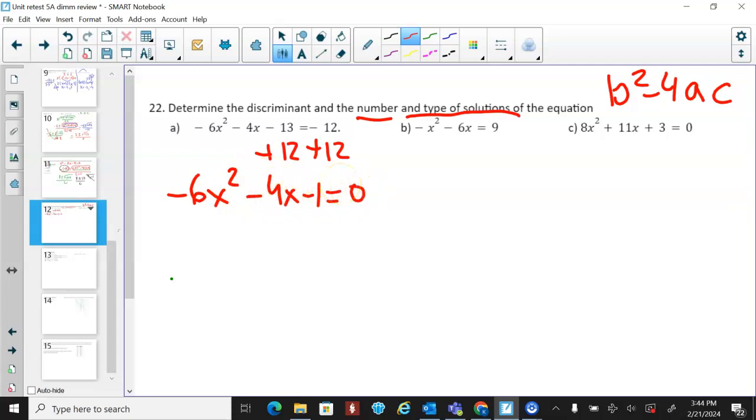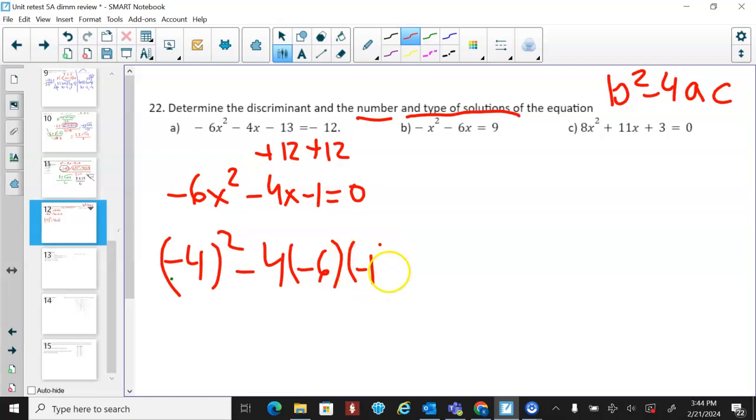Now you are going to put it into the formula b squared minus 4 times a times c. So I'm just going to set it up for you guys. So it is going to be negative 4 squared minus 4 times negative 6 times negative 1. Okay, when you put this all into the calculator, all right, you are going to get negative 8.